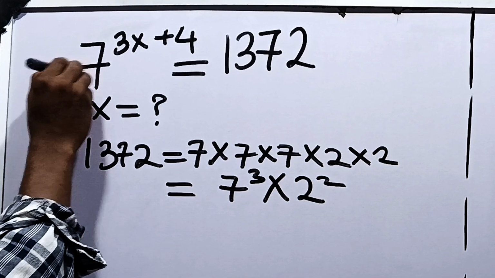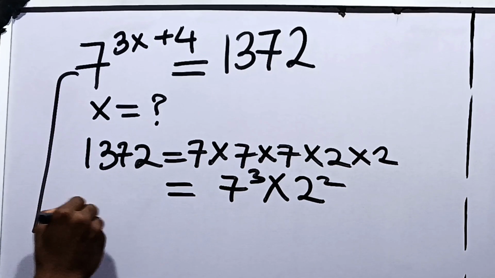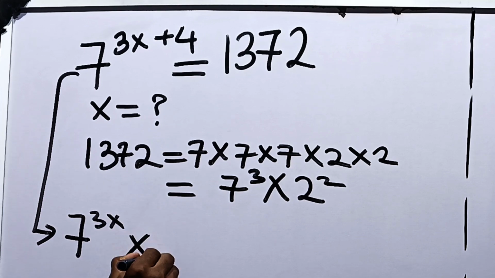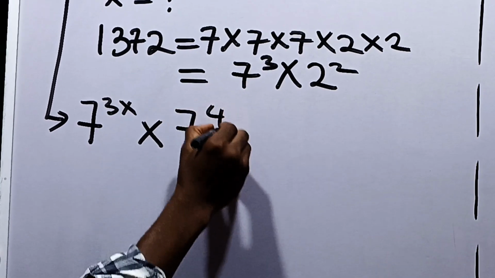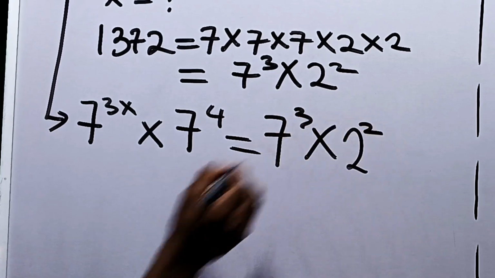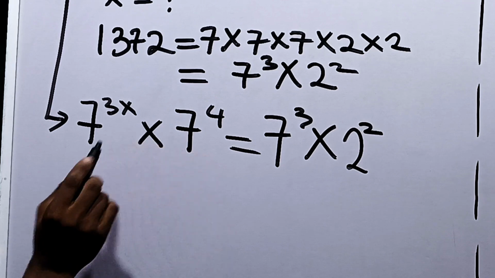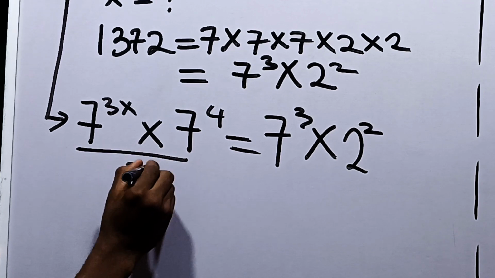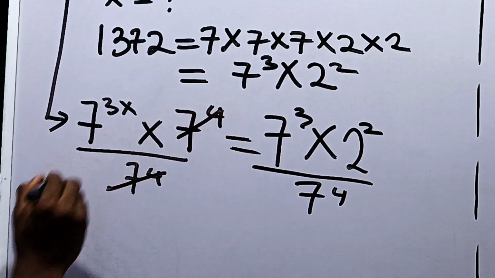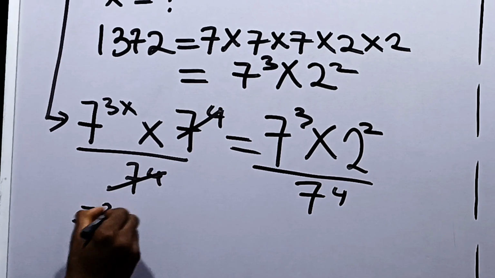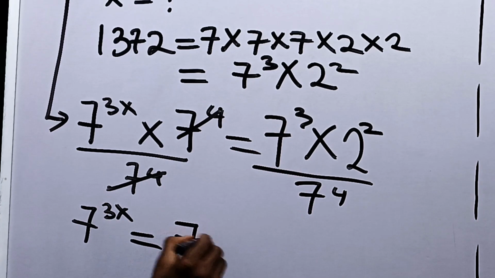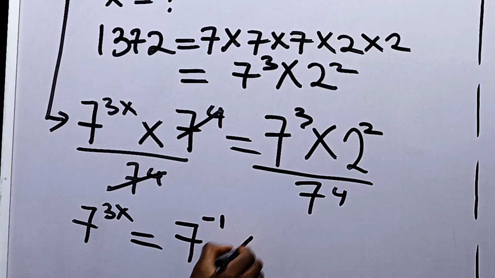Moving on from here, this can now be written as 7 raised to the power 3x. When you have plus in indices, it means multiplication. So we multiply by 7 raised to the power 4, and this becomes equal to 7 cubed times 2 squared. Now, we can divide both sides by 7 raised to the power 4. 7 raised to the power 4 cancels on both sides, so that we're left with 7 raised to the power 3x equal to 7 raised to the power 3 over 7 raised to the power 4, which is 7 raised to the power negative 1, times 2 squared.